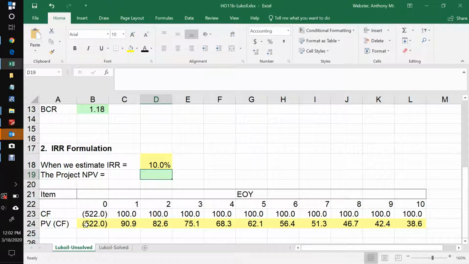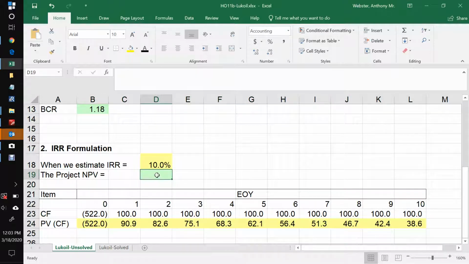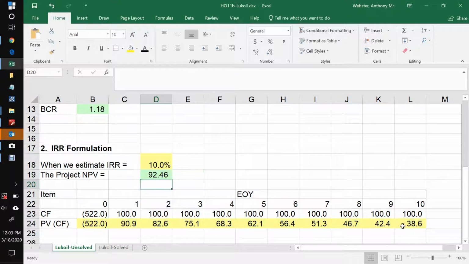So now what do I want to do for the IRR method? I just want to add up all these present values, just like the NPV method here. Okay, so I'm going to say equal sum of all these puppies. All right, there we go. And what I want is to make this NPV 0 by improving my guess on what the IRR should be.